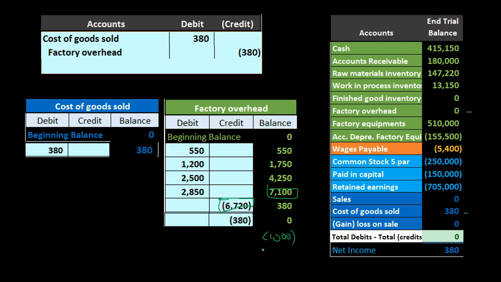Now, if we over applied, then all we would do is just say, okay, I know this has a credit balance, so I'm going to do whatever I need to do to make it go to zero to start over next time. And in this case, it would be the same journal entry, but we would have to debit the factory overhead by 1,000, in our example, and credit 1,000 to the cost of goods sold, because we're going to do whatever we need to do to make this go down to zero.